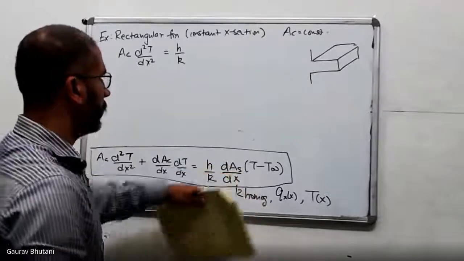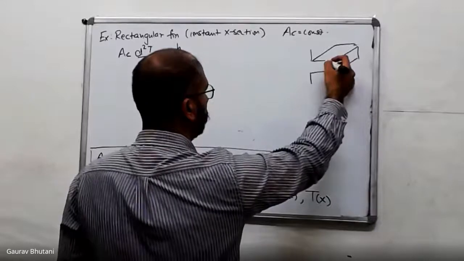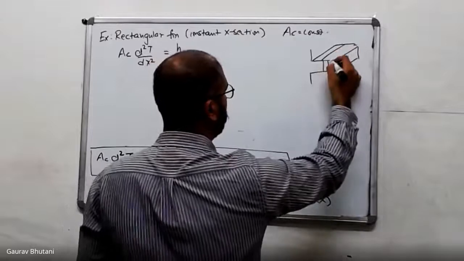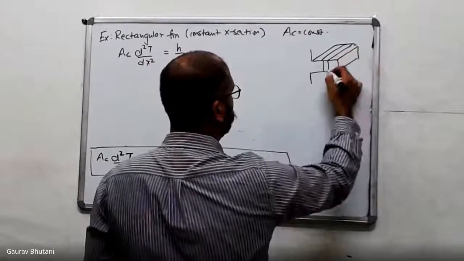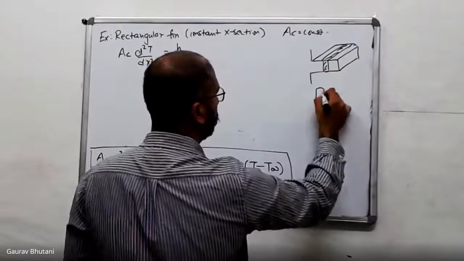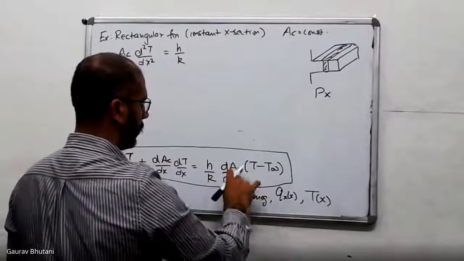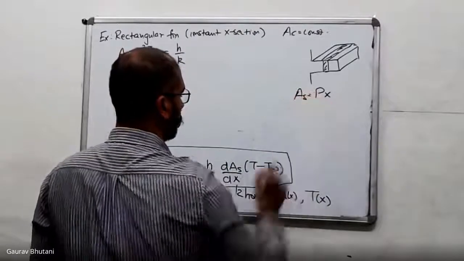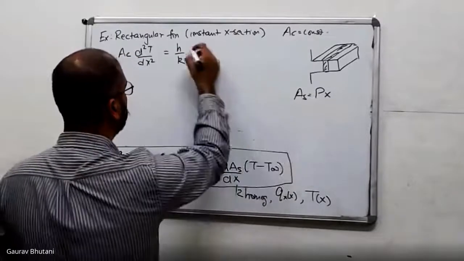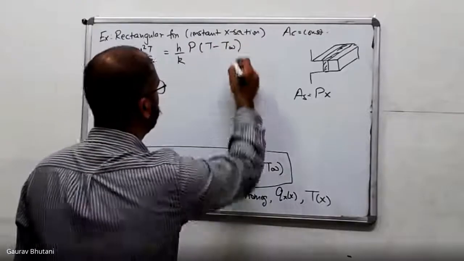So the surface area, remember this surface area was this delta A that we had. This is nothing but the perimeter P times the length x, and then you take a dAs by dx, so this is your As. If you take a derivative of that, what you're left with is just the perimeter P, and then you have T minus T infinity.